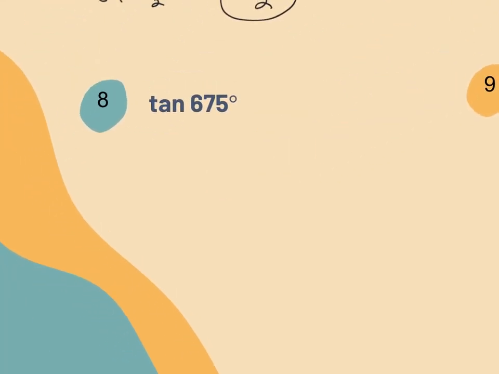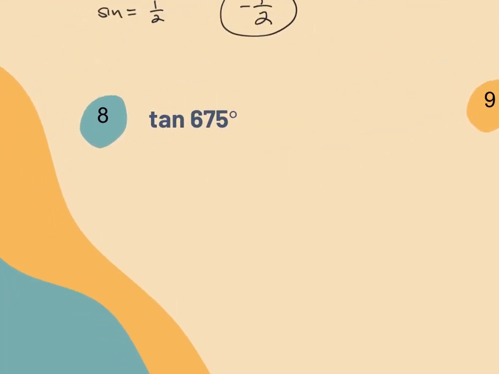Okay. Tangent 675. Well, that's fun. That's not in first, second, third, or fourth quadrant. That's too big, right? What can I do with that? That gets it in between 0 and 360. Coterminal. Subtract 360 from this, and I get 315 degrees.